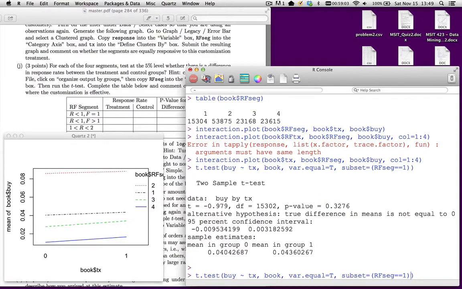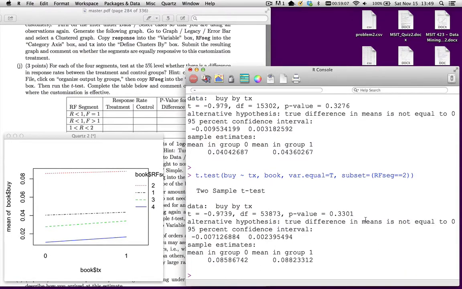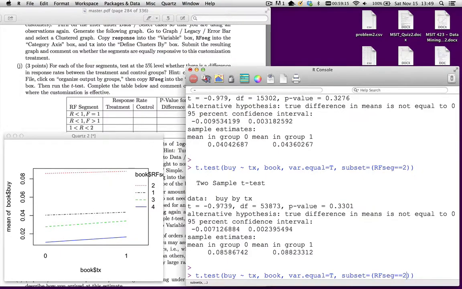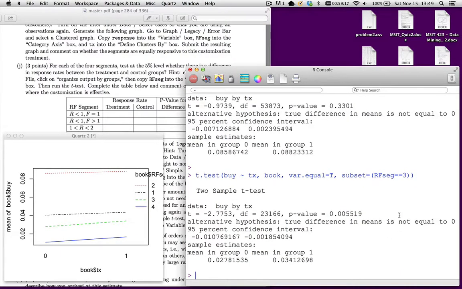Now we can repeat this for the second segment, and note the p-value is greater than 5%. Doesn't look like customization affects the second segment either. What about the third segment? Well, the third segment has a significant p-value.